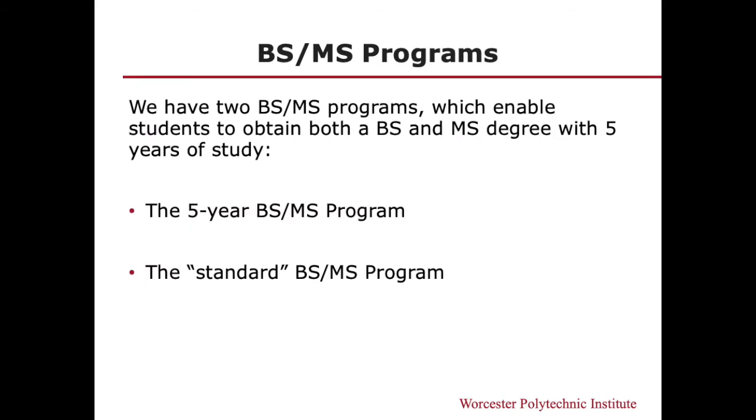In addition to our bachelor's degree, we also have master's programs. And it's very common for undergraduates to enroll in our BS-MS programs, which means you do your bachelor's and your master's within 5 years of study. There are 2 versions of this. If you're watching this, you're probably a prospective student or a parent of a prospective student. So the key one to look at here is what we call the 5-year BS-MS program.